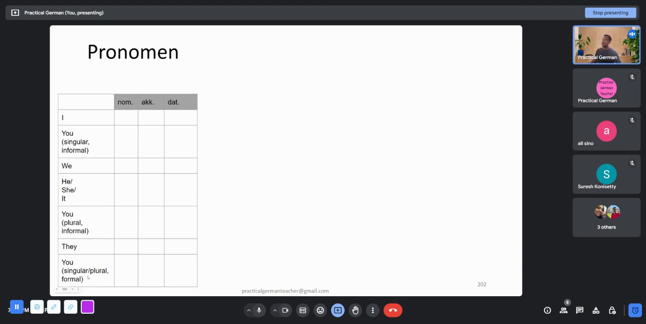Then the last one is singular or plural, but as long as I am being formal. Okay. In English, it does not matter. I mean, in English you don't have that, but in German you have that. Please don't think that informal means being impolite. No, formal does not mean being polite, or informal does not mean being impolite. Okay, there is nothing like that.